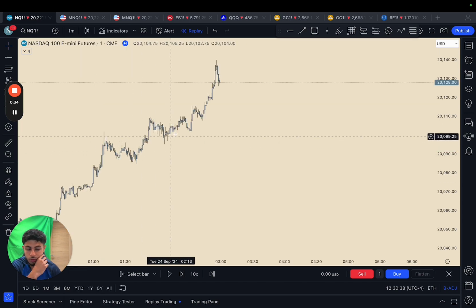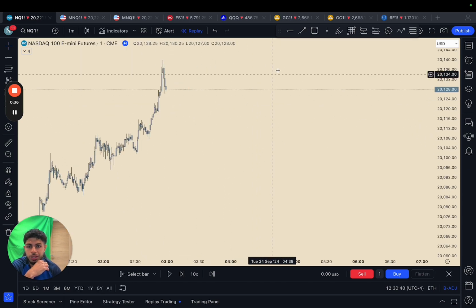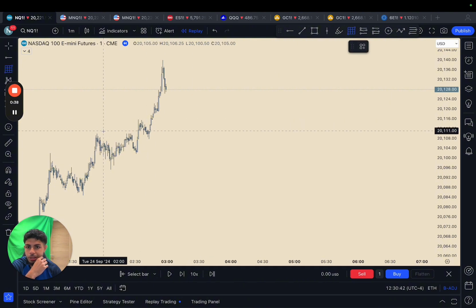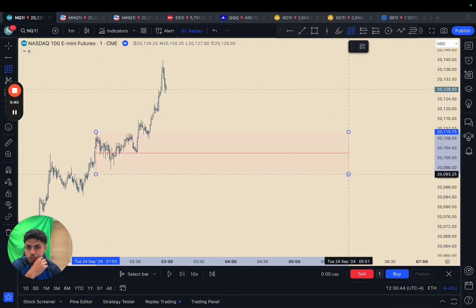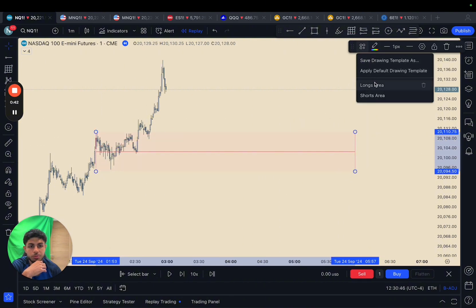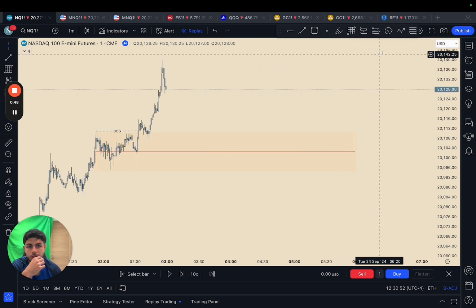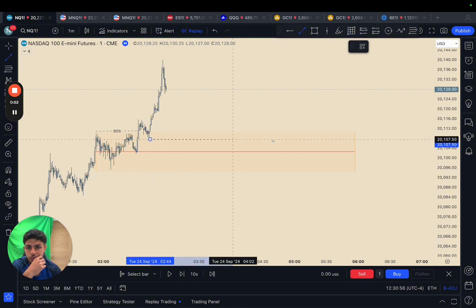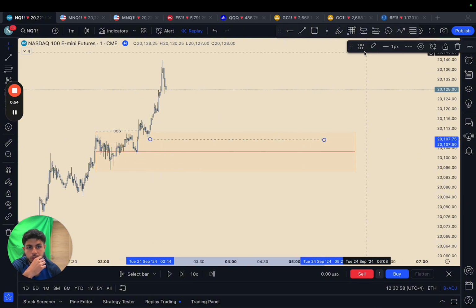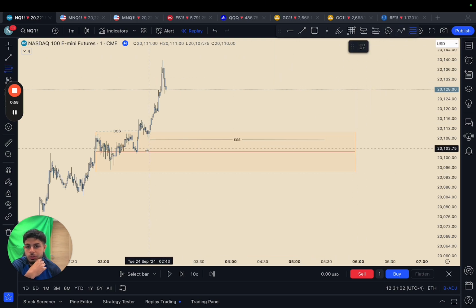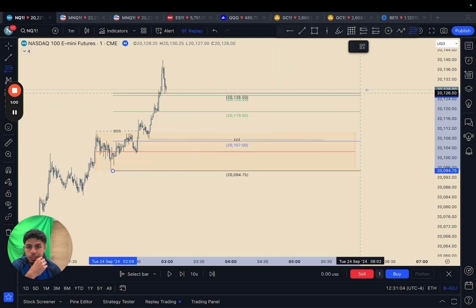So I'm going to start on the 1 minute time frame. I'm going to see my last break of structure. This is my last break of structure once we took out this high here. Okay, we have this liquidity here. And normally I draw a fib to look for a 618 entry.